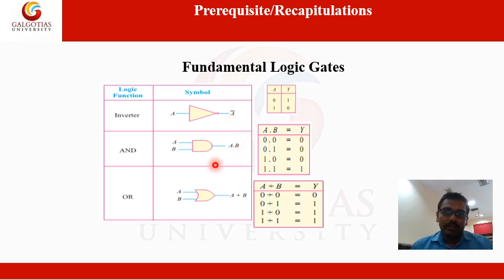and the AND gate basically gives the output in terms of the product. That is, if we have inputs A and B, then the output will be A dot B. And in the OR gate, the input variables are summed. That is, if we have A and B as inputs, then the output will be A plus B.